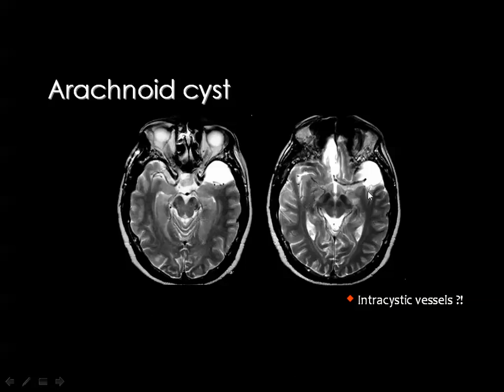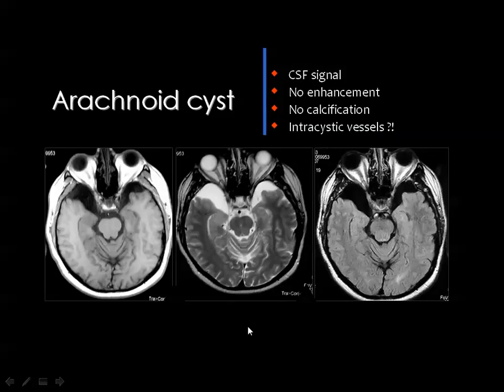These vessels will cross the surface of the cyst, and in cross-sectional imaging they may appear as if they are inside the cyst itself. But intracystic vessels is not an issue; this represents the impression of the middle cerebral artery branches on the surface of the arachnoid cyst. An arachnoid cyst may be bilateral, symmetric or asymmetric. In the MRI, it will show CSF signal, also no enhancement, no calcification, and you already know about the intracystic vessels.